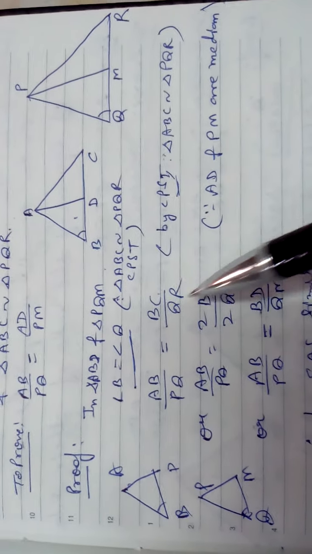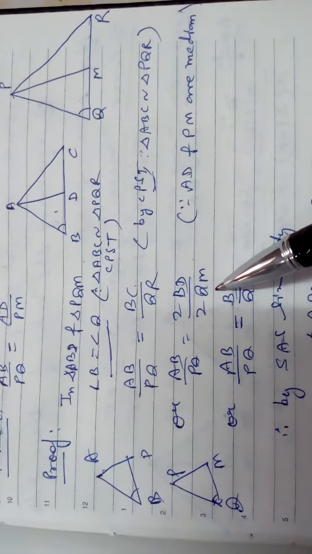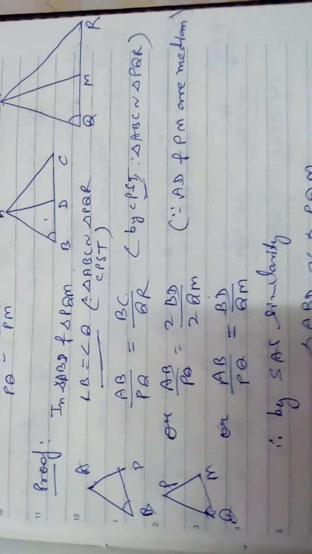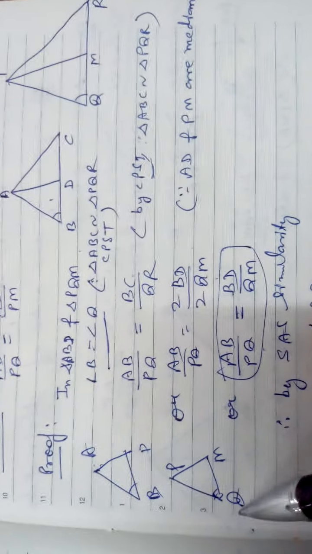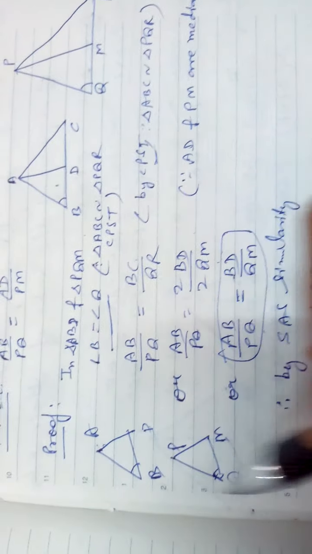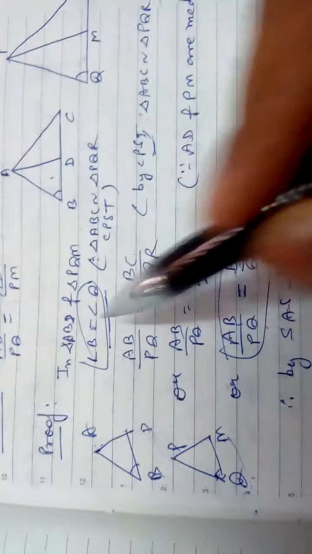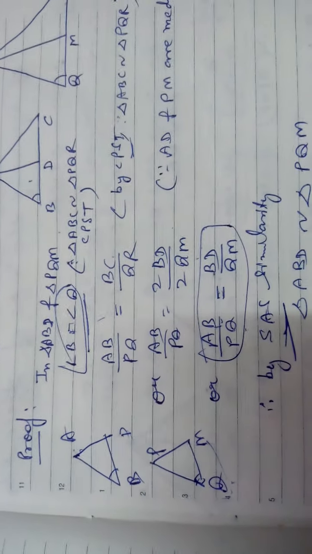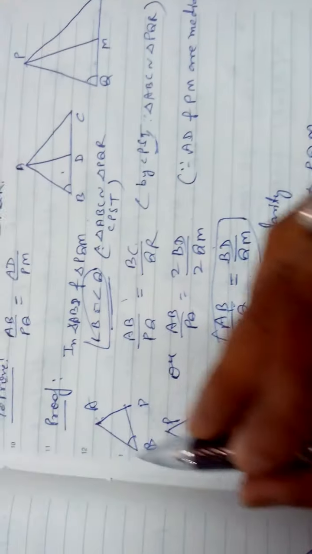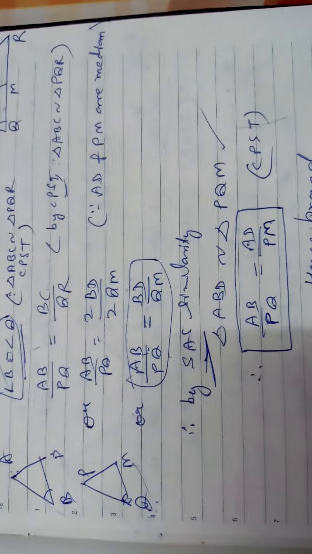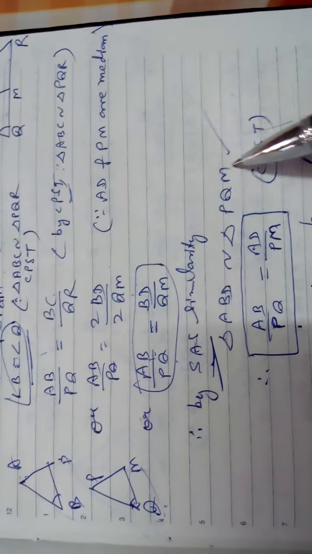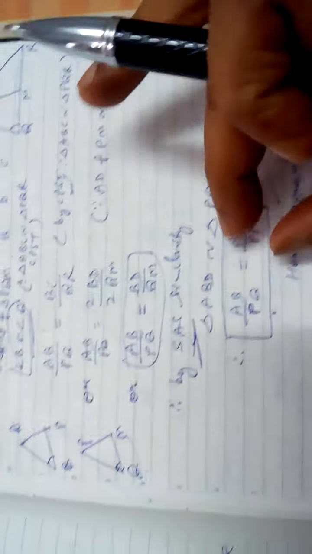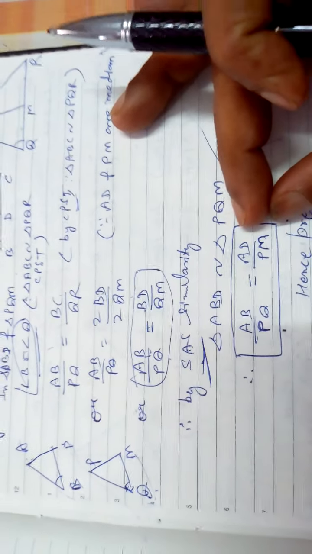BC can be written as 2BD and QR as 2QM, because D and M are the midpoints by median. 2 and 2 cancel. So AB by PQ is equal to BD by QM, and angle B is equal to angle Q. So when you take these two, you get the SAS similarity. By SAS similarity, triangle ABD is similar to triangle PQM. So AB by PQ is equal to AD by PM. Hence proved.